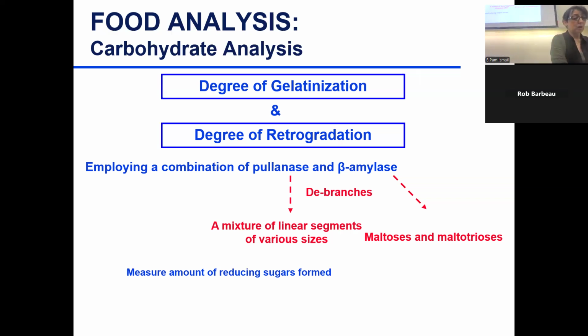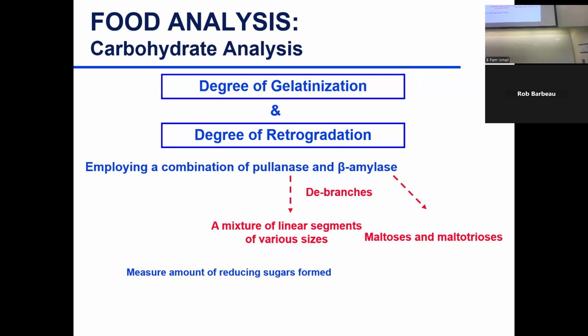Okay, yes. So the key point that you need to remember then: these two enzymes do not act on retrogradated starch. If you remember that, everything makes sense. So you bring your starch sample, you have a reference. You always need a reference. You add those enzymes. One is debranching, one will cut to maltose and maltotriose.